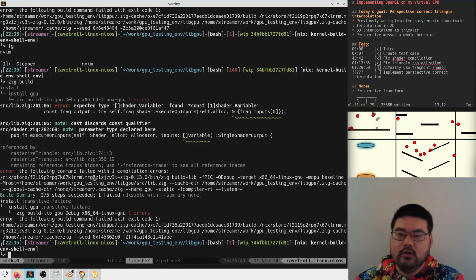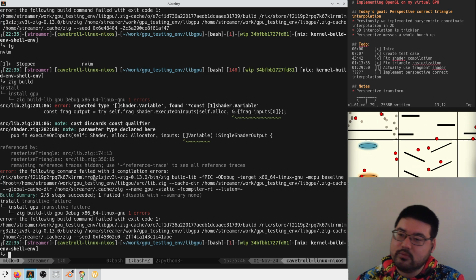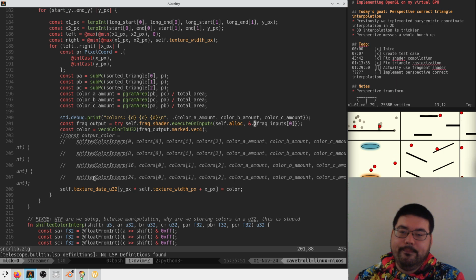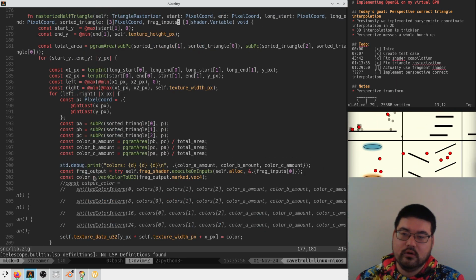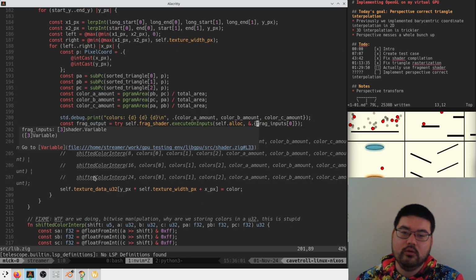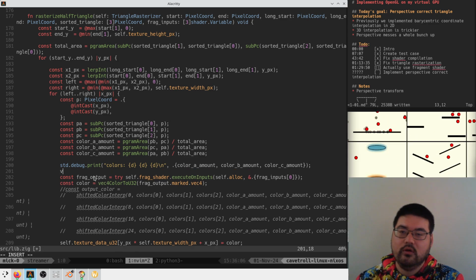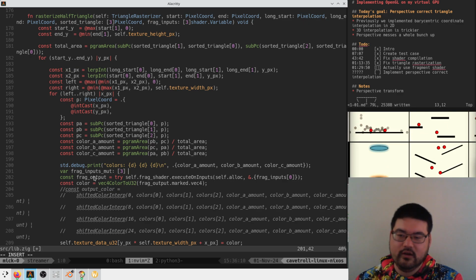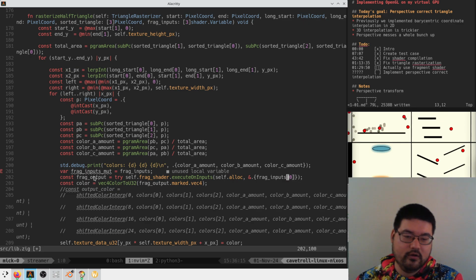Does that compile? Here he's mad that he expected a mutable set of variables and found an immutable set of variables at 201. Yeah, that's fair, I guess. Wait, why? Frag inputs here is, oh, it's because it's 3 here. So we do frag inputs mutable. Fuck it. I don't know. Fuck it.